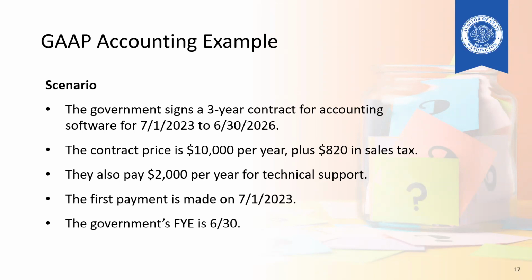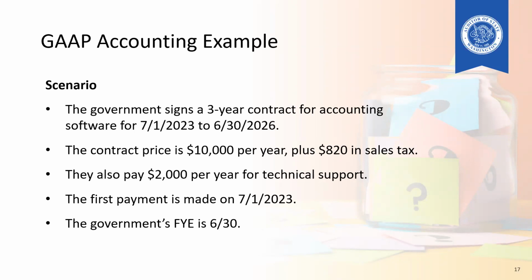Let's talk about what gets included in the SBITA liability. We definitely include the $10,000 contract price for the software. What about the sales tax? No, sales tax is excluded from the liability. Taxes are considered a separate component and are reported separately.